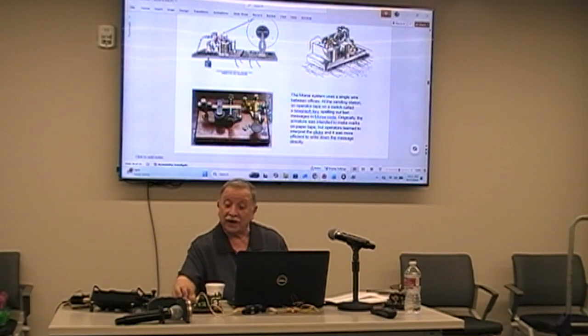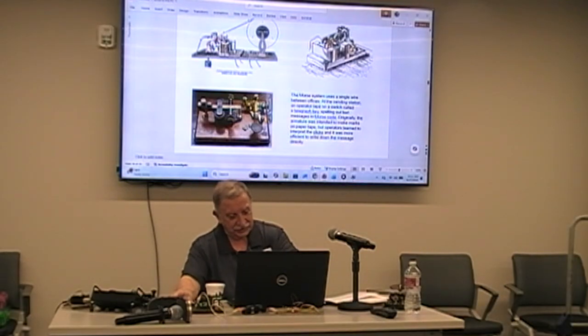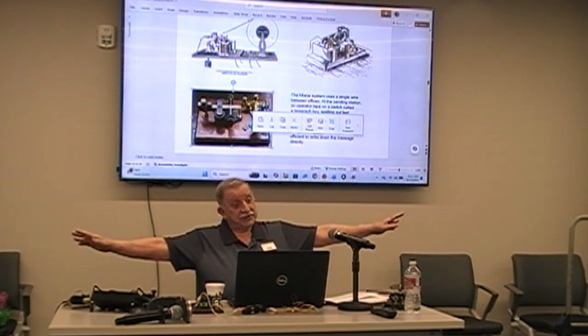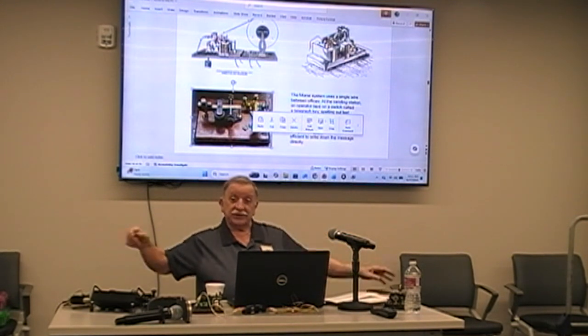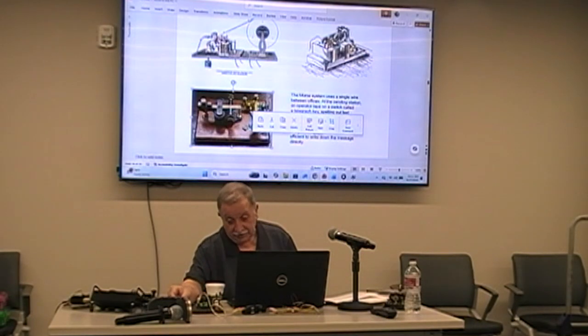So all they needed was a wire to connect it between these stations. This key here, as you see up here on the screen, there's a shorting device. So they would close that. Now the wire is closed, so the wires between stations would be all closed. When someone wanted to send a message from one station to the other, he would break the line.